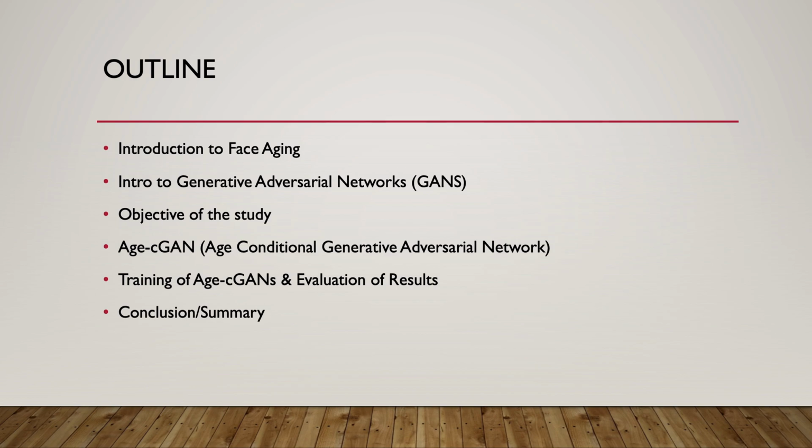So this is going to be the outline of the presentation. I'm going to start with the introduction to face aging, and I'll talk about the introduction to generative adversarial networks, which are GANs. Then the objective of the study of the paper. Then I'll give a brief overview about c-GANs and how they work, and then I'll move on to how the writer went about doing the training of the c-GANs, and how the results were evaluated. And then from there, we end with the conclusions and summary of the paper.